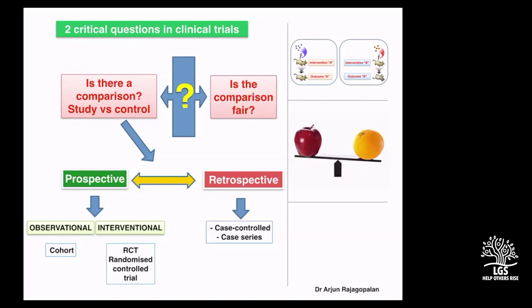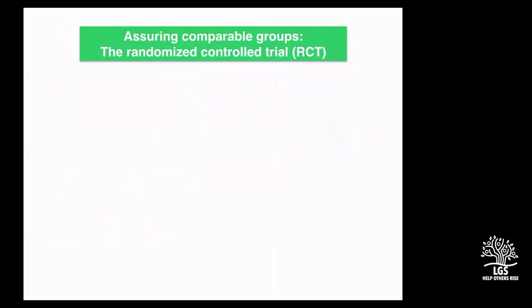And that fairness of the comparison we will look at as we go along, okay? Now, in terms of assuring comparable groups in an interventional study, the gold standard today is the randomized controlled trial. And in fact, your Cochrane collaboration, the Cochrane database, is the world's largest accumulation of interventional trials, randomized controlled trials.